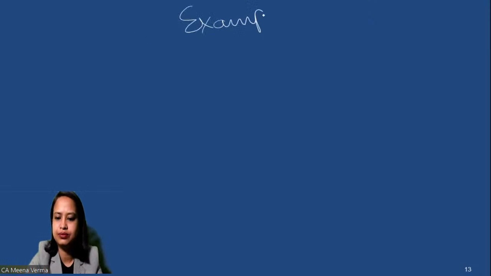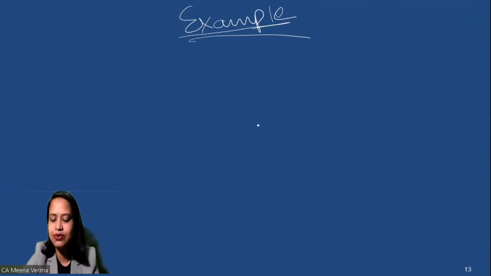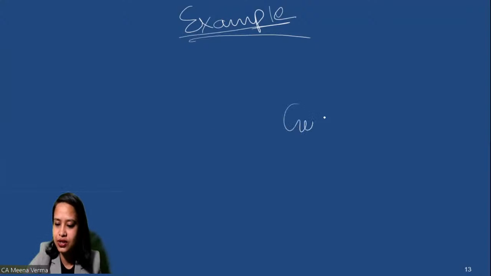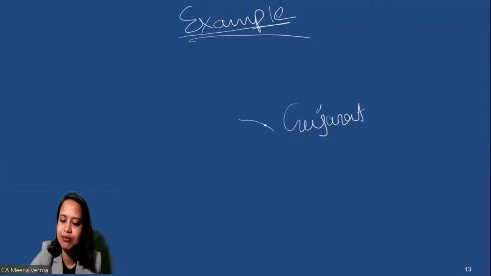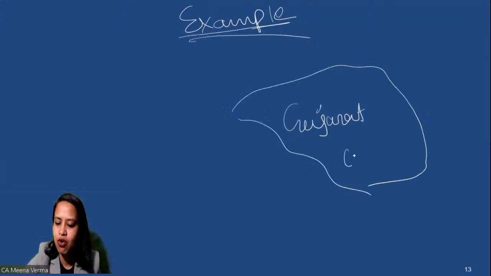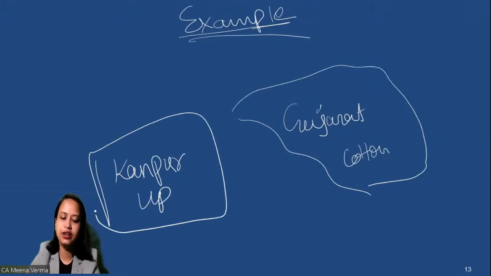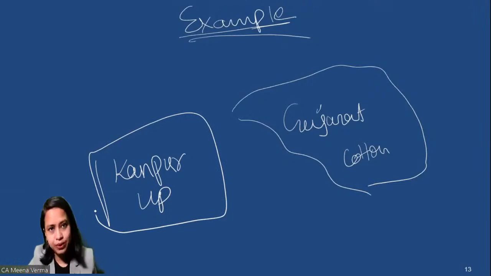For example, we know that we have a state in our country. I'm taking an example of Gujarat. I know Gujarat is a producer of cotton. And I have a textile industry in Kanpur, UP. I have a factory in which I prepare textile, and it is in Kanpur, UP.